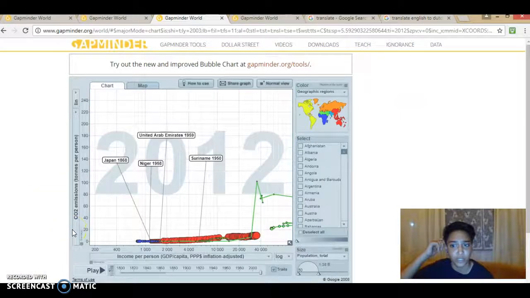So we put the first indicator of SDG 12 in Gapminder, and we took four countries: Japan, Niger, United Arab Emirates, and Suriname. You can clearly see that Japan, Niger, and Suriname are on one line, but the United Arab Emirates is going up and down. That's because they are producing a lot of CO2. That's also because they are an oil producing country. That's why they have a lot of CO2 emissions.